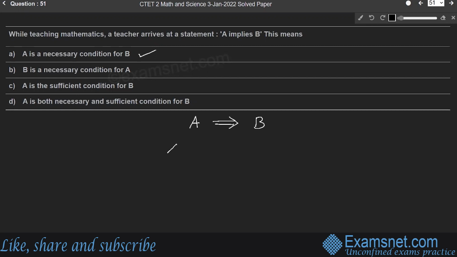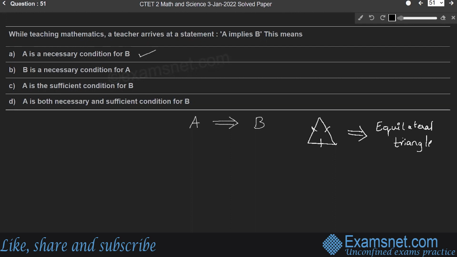For example, in case of equilateral triangle, see, consider this as an equilateral triangle. If all sides are equal, then it is called an equilateral triangle. Equilateral triangle, right? Triangle. So here, A implies B. If all sides are equal, then it is called equilateral triangle, right?